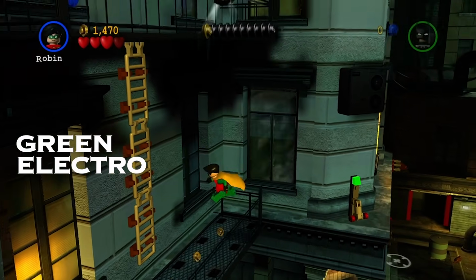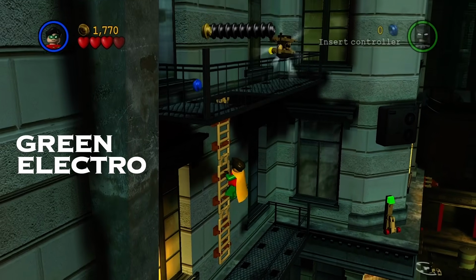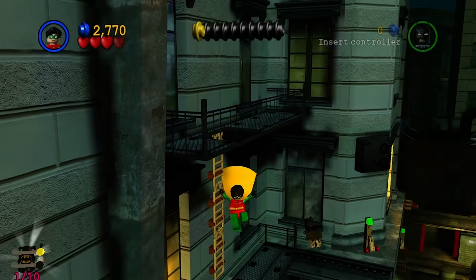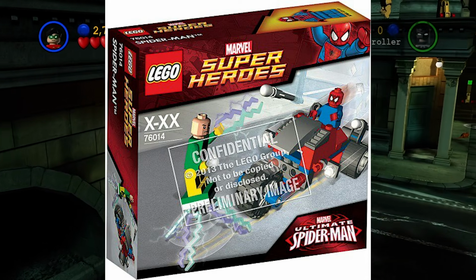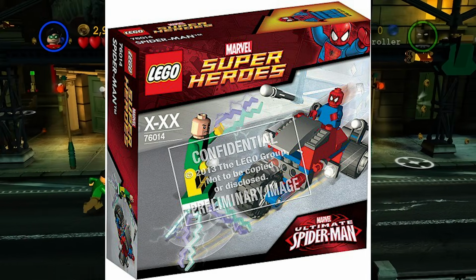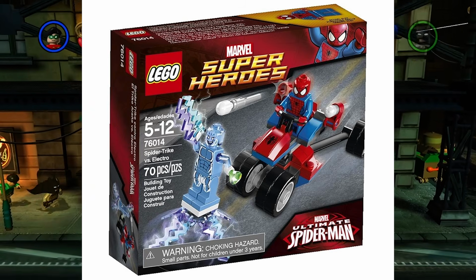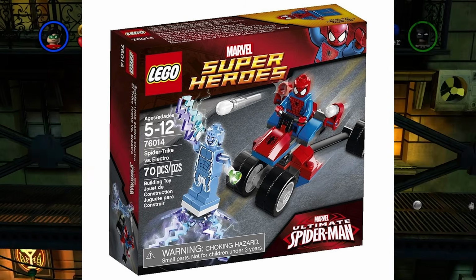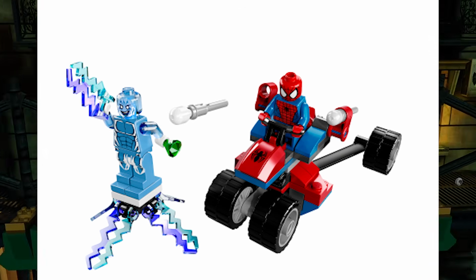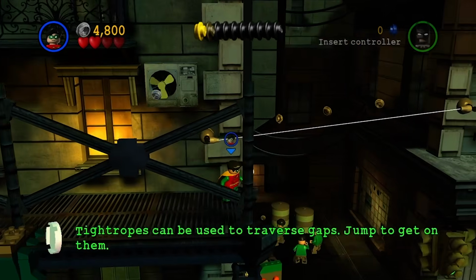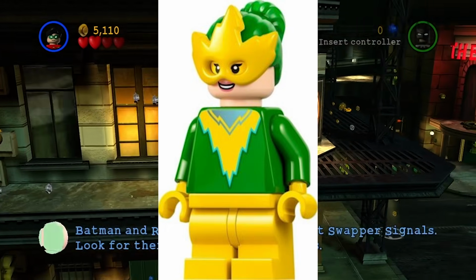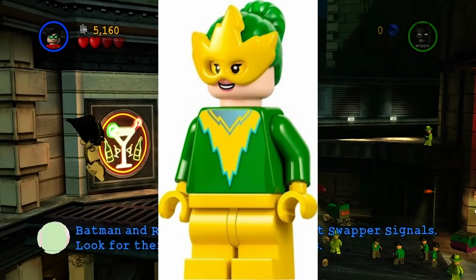Green Electro minifigure. So in the Ultimate Spider-Man Spider-Trike vs. Electro set, Electro was originally supposed to have a more comic book based look, which, as you can see here, is included in the preliminary art for that set. The final set, however, used this fully blue Electro, which was more accurate to the character's appearance in the animated series. LEGO has mostly given fans a comic Electro minifigure by this point, that minifigure being this one from Spidey and His Amazing Friends, so close enough, I guess.